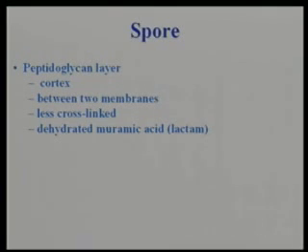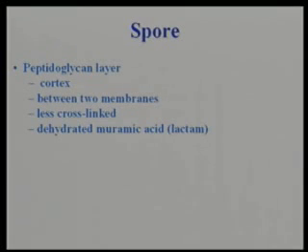It does have a peptidoglycan layer. Spore folks like to give it a different name. Spore people like to name everything differently to confuse people. So they refer to it as a cortex. But it is a peptidoglycan, just like any other peptidoglycan. It is found between the two membranes. And it is less cross-linked, that is true.